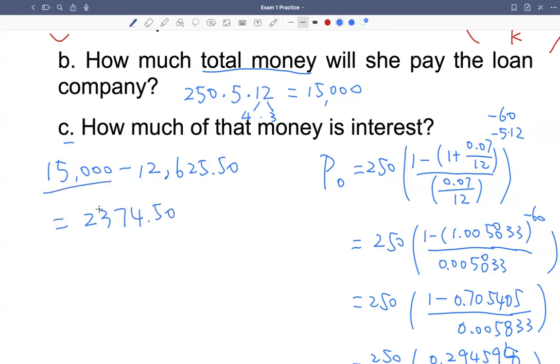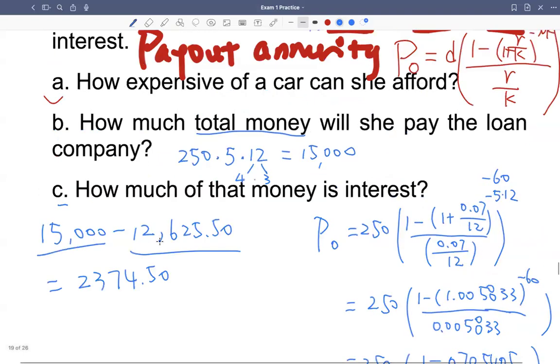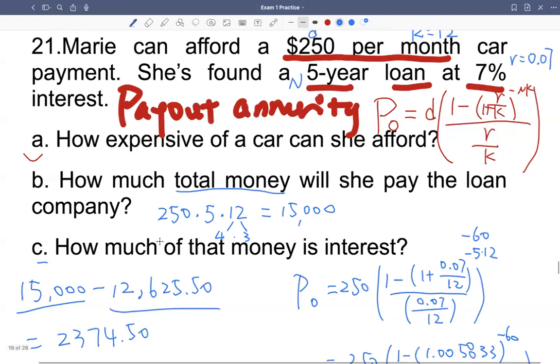Right, because 15,000 is the money she paid in total for 5 years, and $12,625.50 is the loan amount. So subtract those two numbers, and that's the interest, $2,374.50. Okay, this is for question 21.